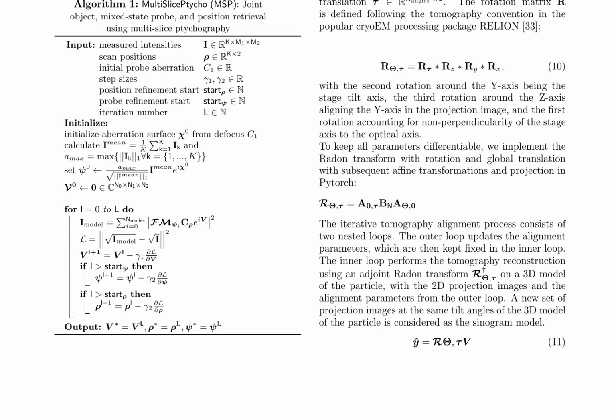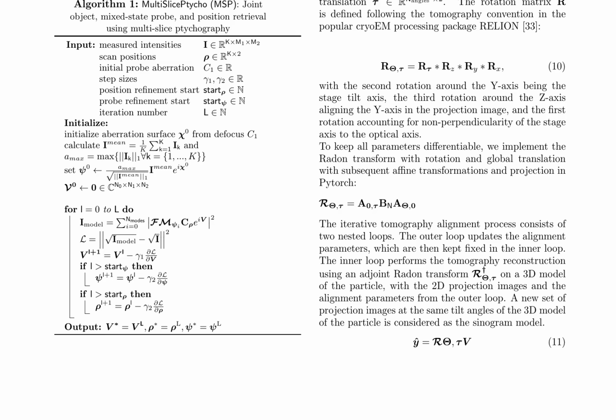The affine alignment includes 3D rotation angles and 2D spatial translation. The rotation matrix R is defined following the tomography convention in the popular cryo-EM processing package RELION. The iterative tomography alignment process consists of 2 nested loops. The outer loop updates the alignment parameters, which are then kept fixed in the inner loop. The inner loop performs the tomography reconstruction using an adjoint Radon transform R on a 3D model of the particle, with the 2D projection images and the alignment parameters from the outer loop. A new set of projection images at the same tilt angles of the 3D model of the particle is considered as the sinogram model.